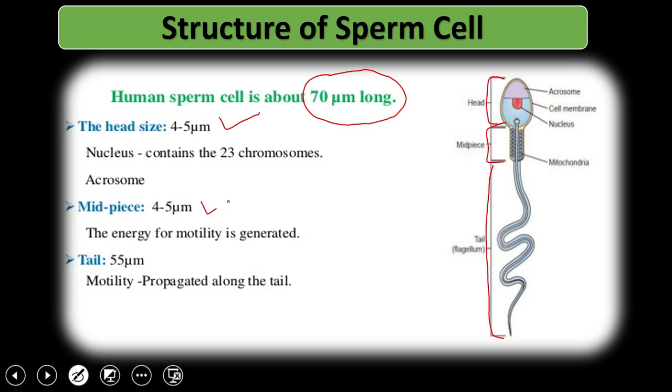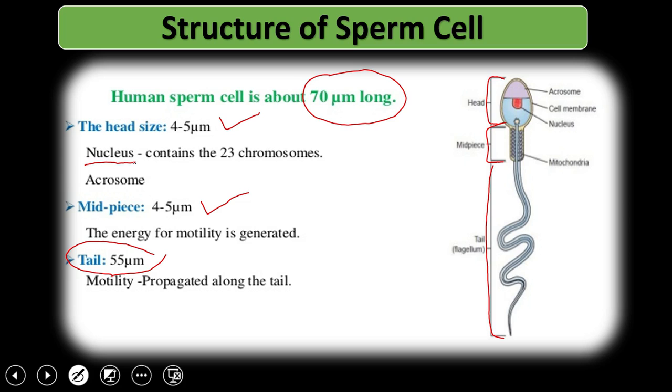The middle piece is 4 to 5 micrometers, but the maximum length is 55 micrometers, that is the tail. Each part has a specific function. The nucleus is present in the head region and contains 23 chromosomes. So the hereditary material is present in the head region.